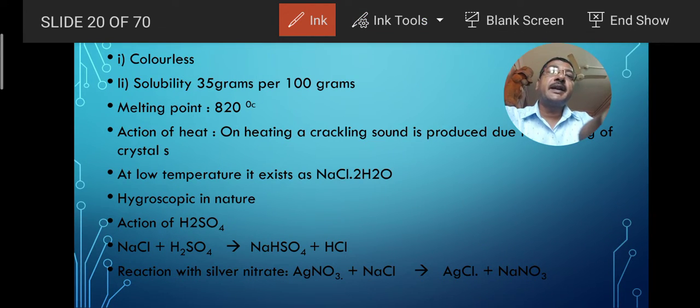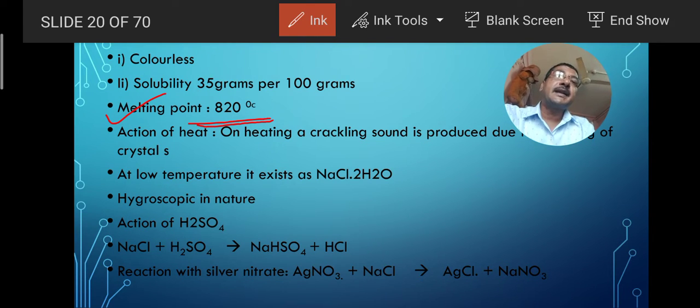Next is its melting point. Melting point means the temperature at which it is converted into liquid, which is 820 degrees Celsius, not degrees Fahrenheit. It is in degrees Celsius. At this temperature common salt will be converted from solid to liquid. That is called the melting point.